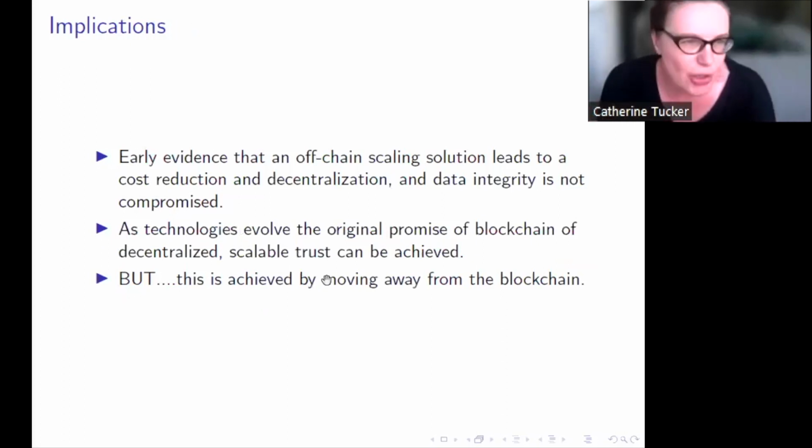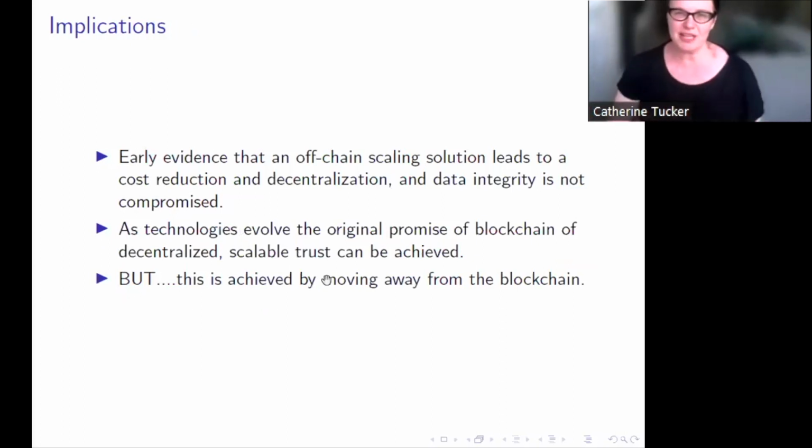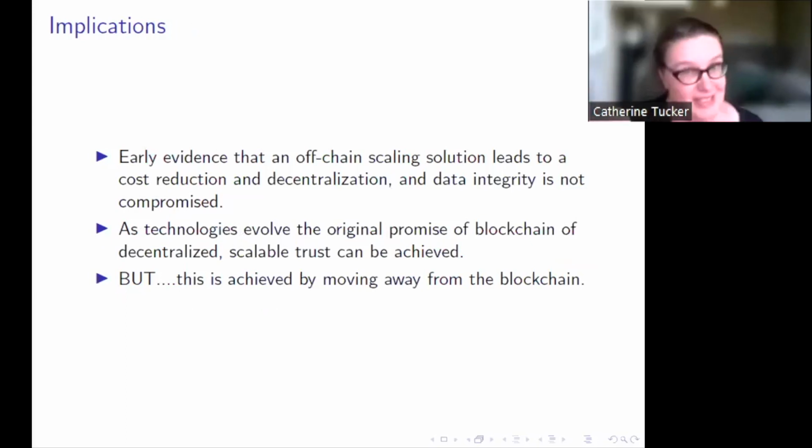All right, so if my co-authors were to present this, they would say the following. They're very excited about this. They would say, oh my gosh, it's absolutely amazing. We show that using a layer 2 technology resolves the blockchain trilemma. We can reduce costs, we can have decentralization, and data integrity is not affected. This seems brilliant. And so the idea is that these layer 2 technologies can help us achieve the promise of blockchain, which is this decentralized, scalable trust.